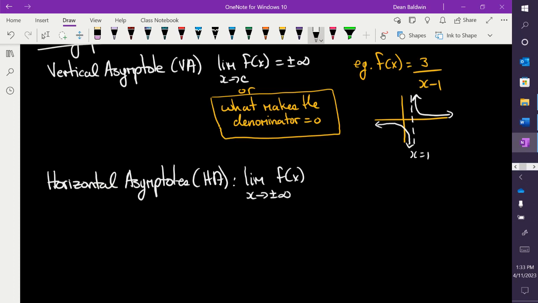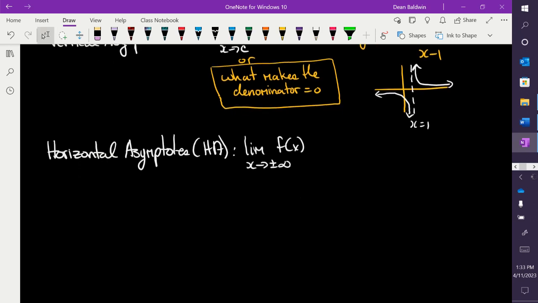of your function. So basically it's saying, what is the function doing as x gets really, really big or x gets really, really small, negative infinity? Now there's a few different ones for this that we're going to have to talk about, but we'll look at rational functions first. This is the kind you did in grade 12 and the kind we did at the beginning of this course.